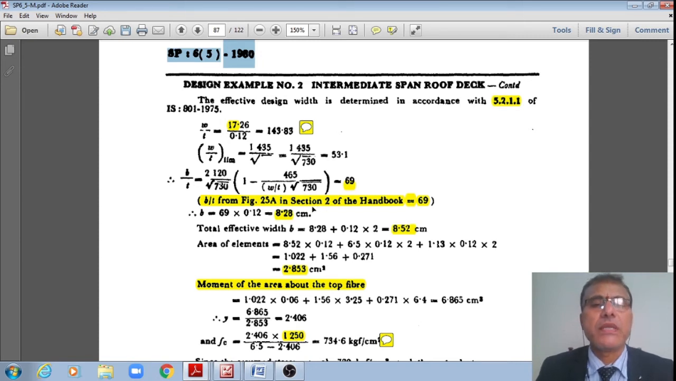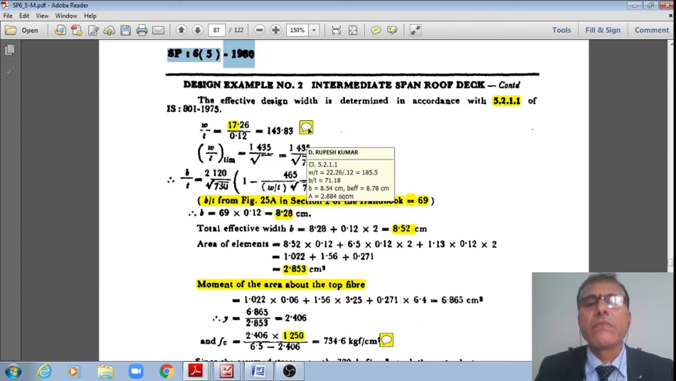Please refer back to that discussion, student. You go to the design chart or figure 25A of this same SP65. Alternatively, you can also find B by T. It works out to some 69 for this erroneous value. However, the exact value is equal to 71.18. Therefore, once I get B by T, now I'll calculate the width.